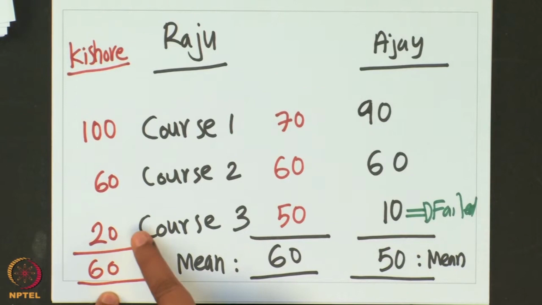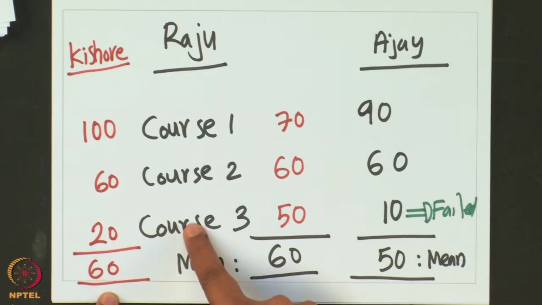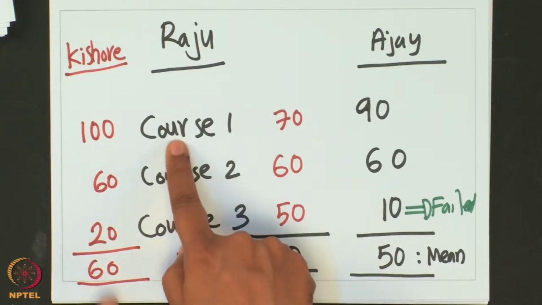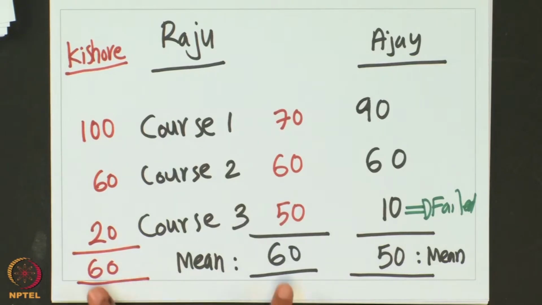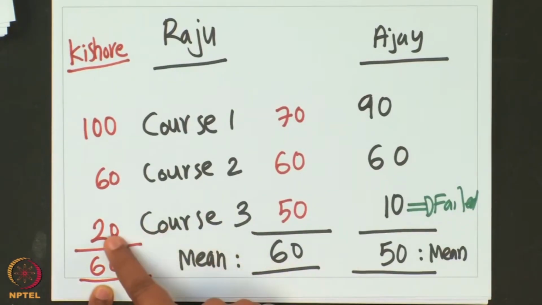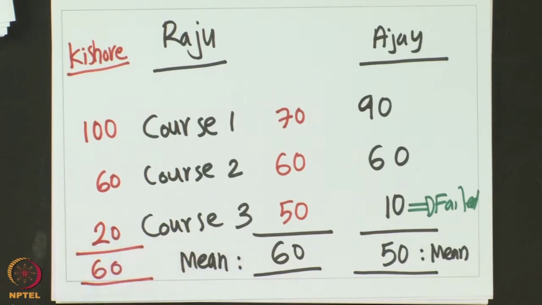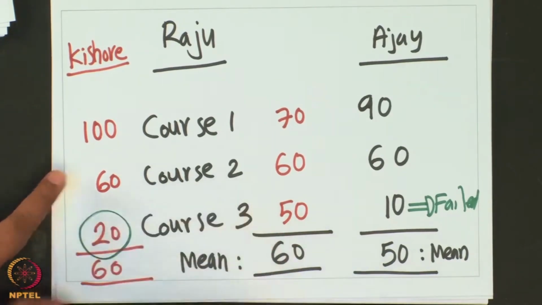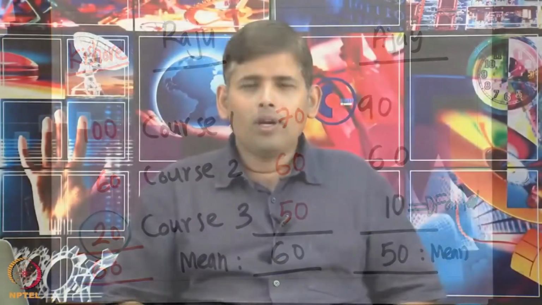But even here Kishore has done very badly in course 3, while in course 1 he did extremely well. So just by saying that the mean is 60, both for Kishore and Raju the mean is 60 marks. But Kishore has essentially failed in one of the courses, while the mean is exactly the same. So just by saying the mean, one does not convey complete information, and we need to do something beyond.